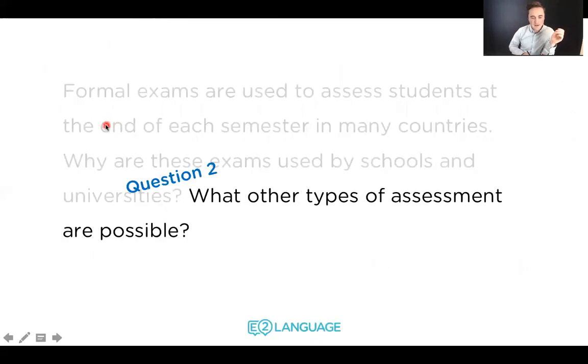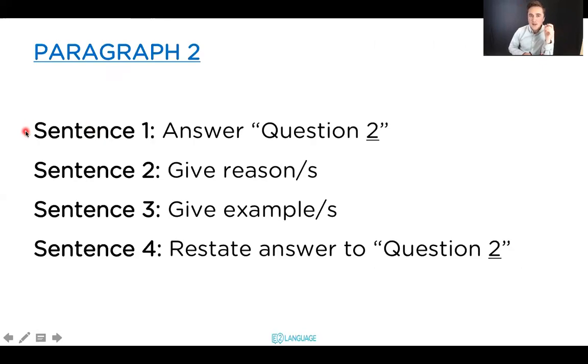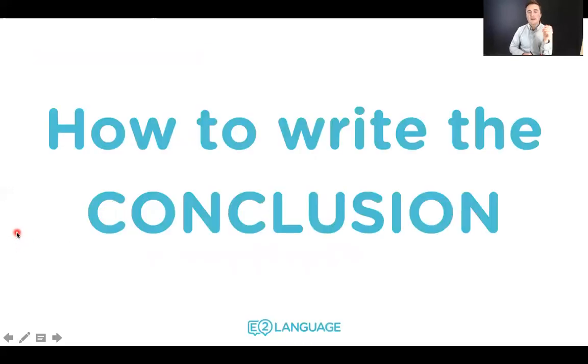Cool, so that's my paragraph 2. What did it do? It answered question 2. It's about question 2 of the question prompt. What did I do? Sentence 1, I answered the question. Sentence 2, I gave reasons. Sentence 3, I gave some examples. Sentence 4, I wrapped it up in a summary.